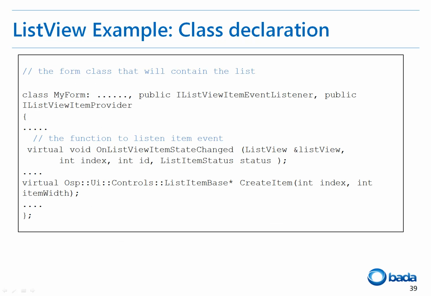Here's an example where the form is derived from the IListViewItemEventListener and IListViewItemProvider. The IListViewItemEventListener provides the callback for events of list view items, for example, item state changes. The IListViewItemProvider provides callbacks related to creating items, for example, CreateItem, DeleteItem, and so on.